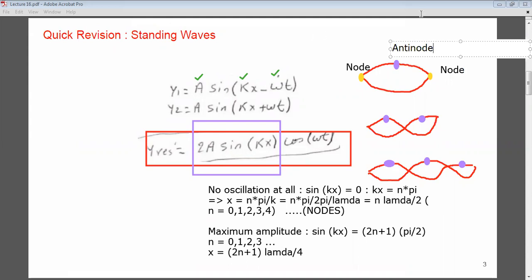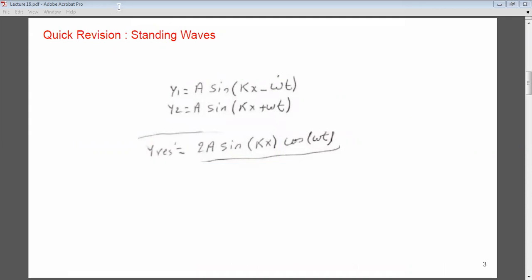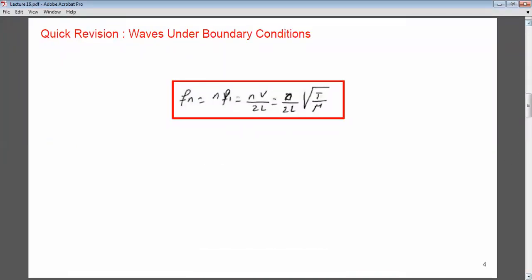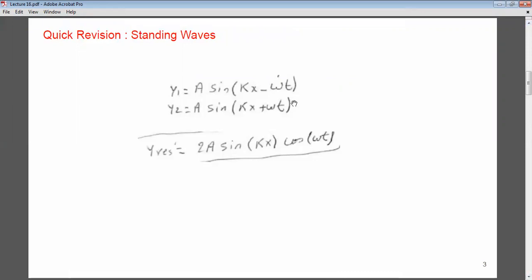Another important thing here is that we calculated the distance between a node and a node. The distance between a node and a node is lambda over 2. The distance between an antinode and an antinode is also lambda over 2, but the distance between a node and an antinode is lambda over 4.